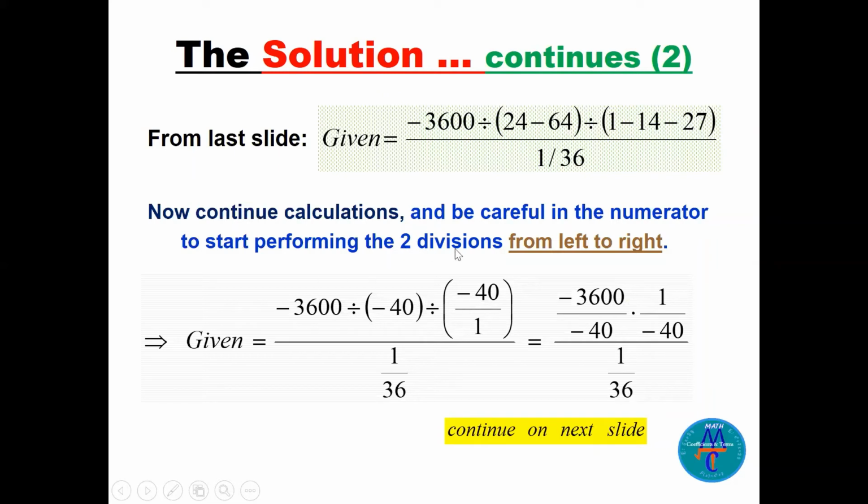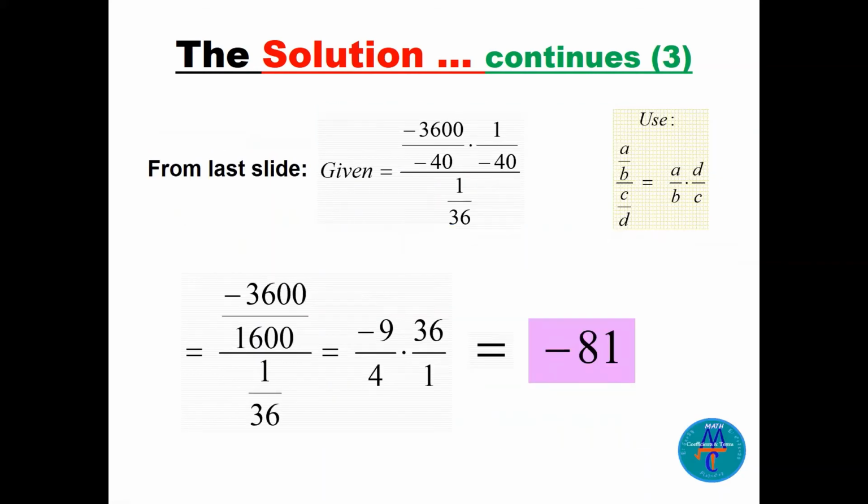Now, we have to go from left to right. Remember, when we have divisions or divisions and multiplication, we start from left to right. So I have to divide this one first. Minus 3,600 divided by minus 40. Now this division, I can change it to multiplication and multiply by the reciprocal here, 1 over minus 40. So now this one times 1 and minus 40 times minus 40, and we have seen in the denominator 1 over 36. Now when we multiply in the numerator, we have minus 3,600 divided by 1,600.